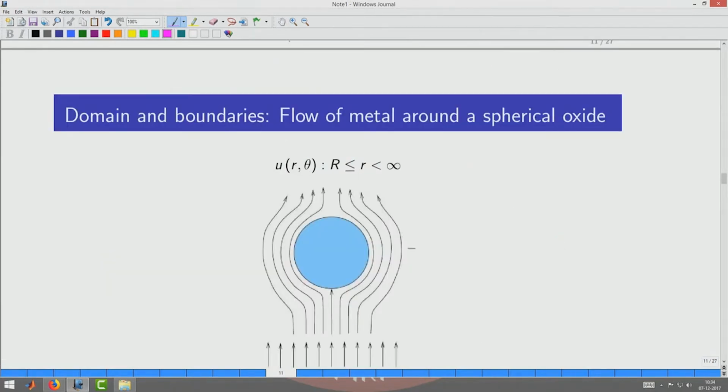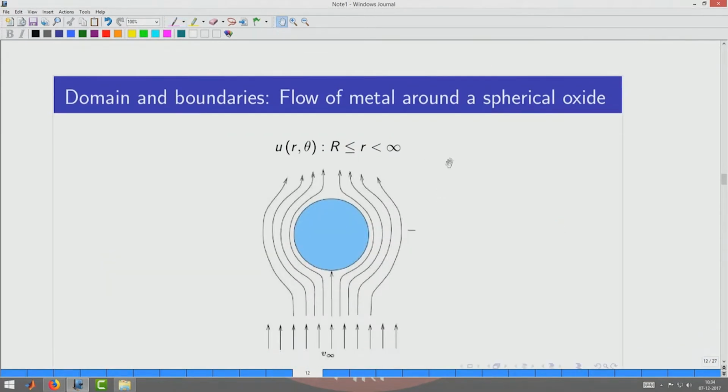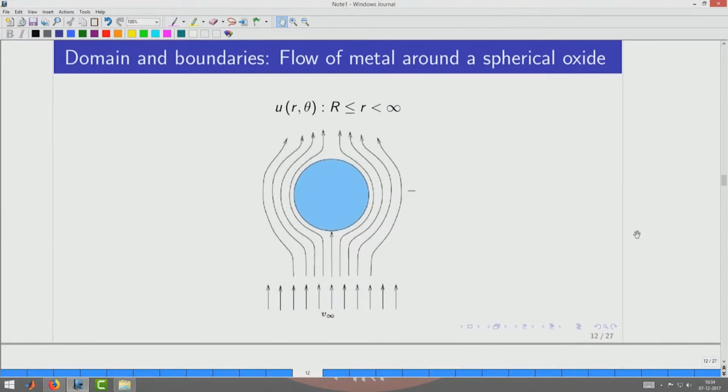Okay, here is one last scenario for us to practice the domain. We are now looking at the flow of liquid metal around a spherical oxide. What it implies is that the flow is of our interest in the region that is going from r to infinity, which means that everywhere else except the blue region is our domain. Obviously, we cannot have an infinite domain to depict, but mathematically it is very simple to do.